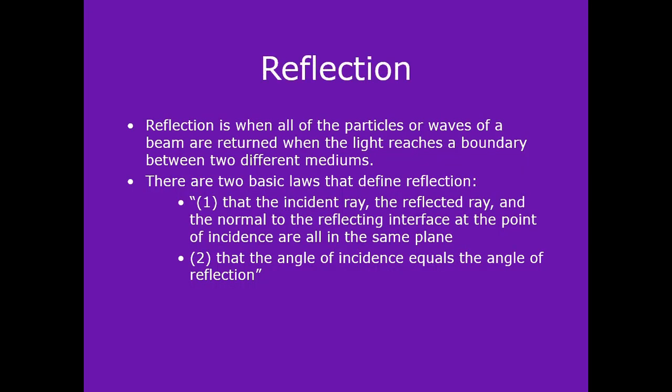Reflection. Reflection is when the particles of a wave are returned when the light reaches a boundary between two different mediums. So a flashlight can reflect off a mirror because a mirror is also a medium for light. That's how we're able to see ourselves, because the light bounces off of us, giving us color, and the mirror reflects the light in order just to see ourselves.